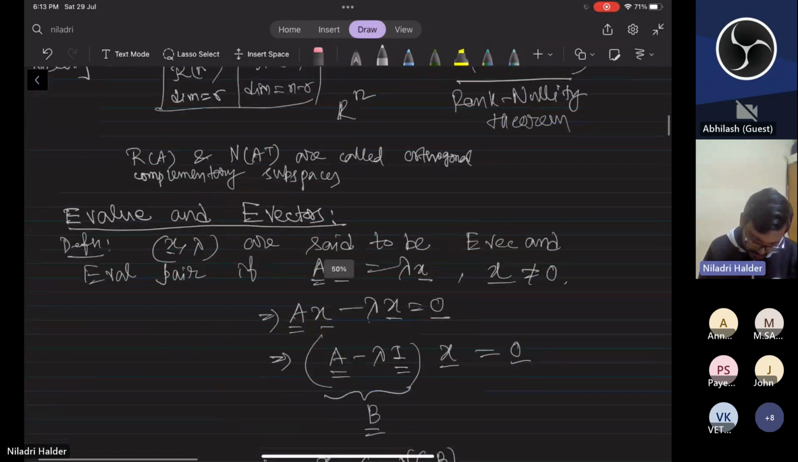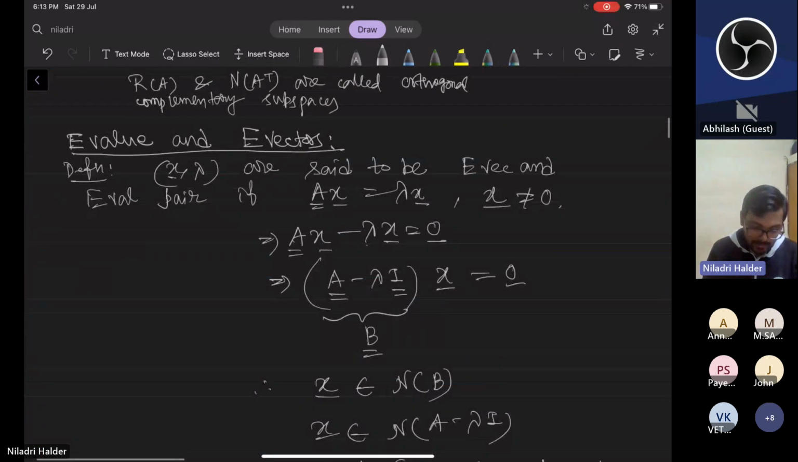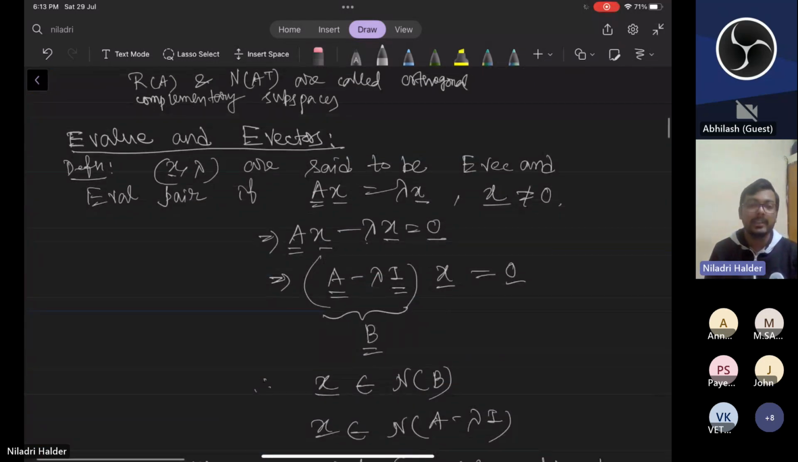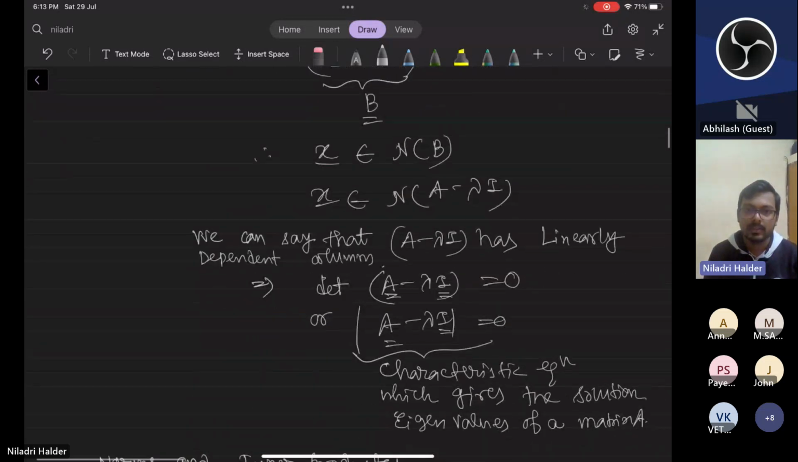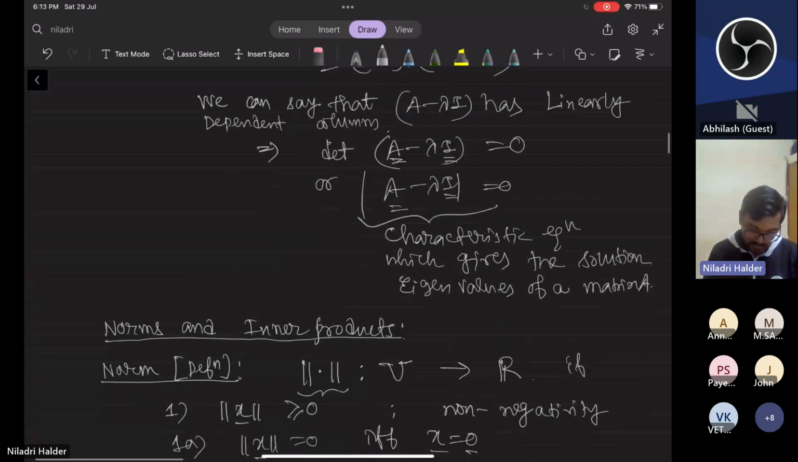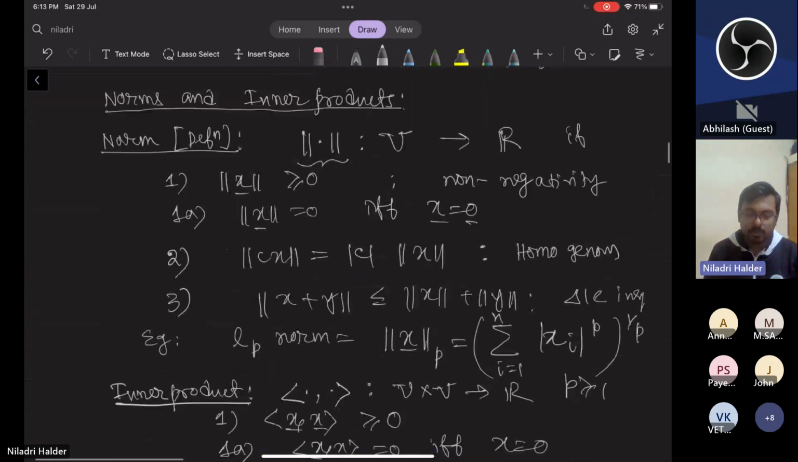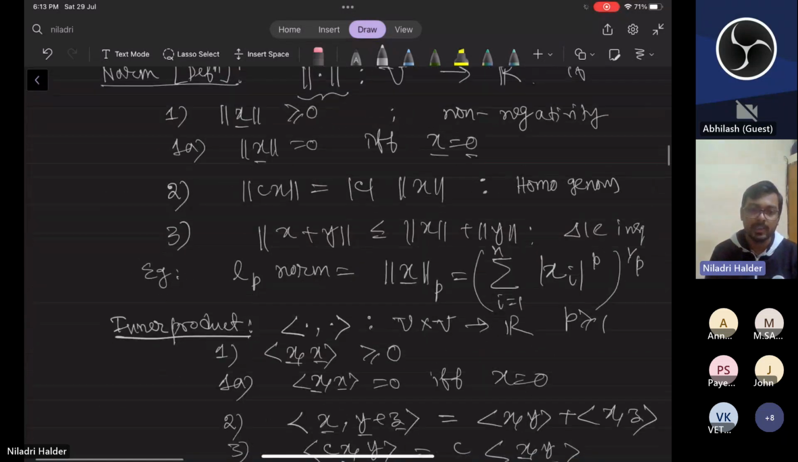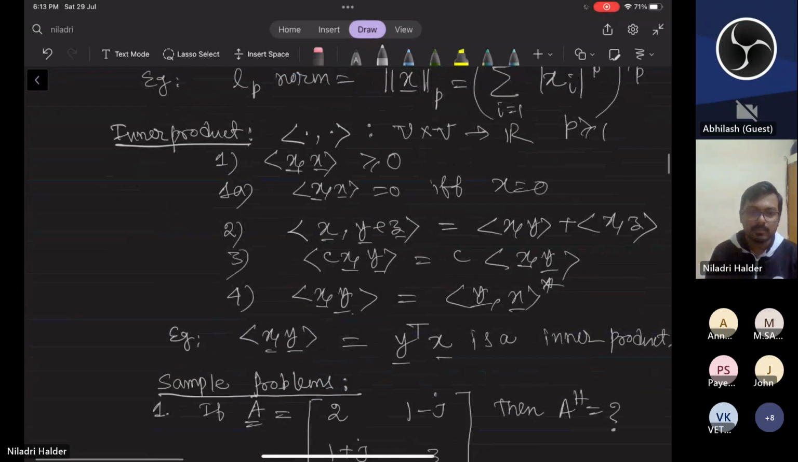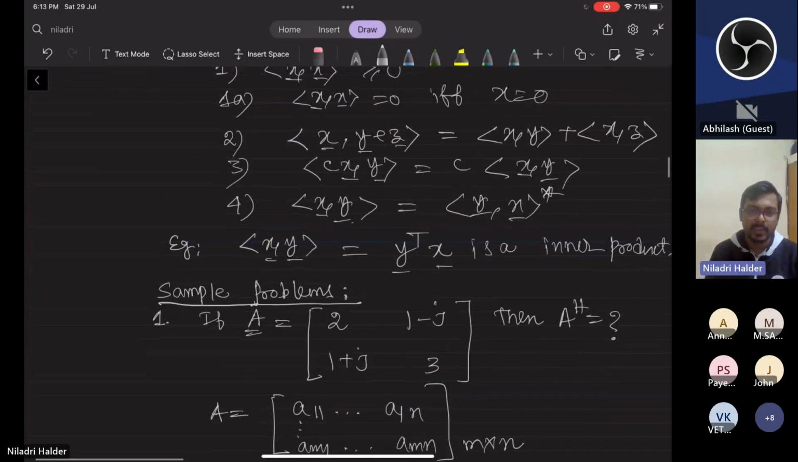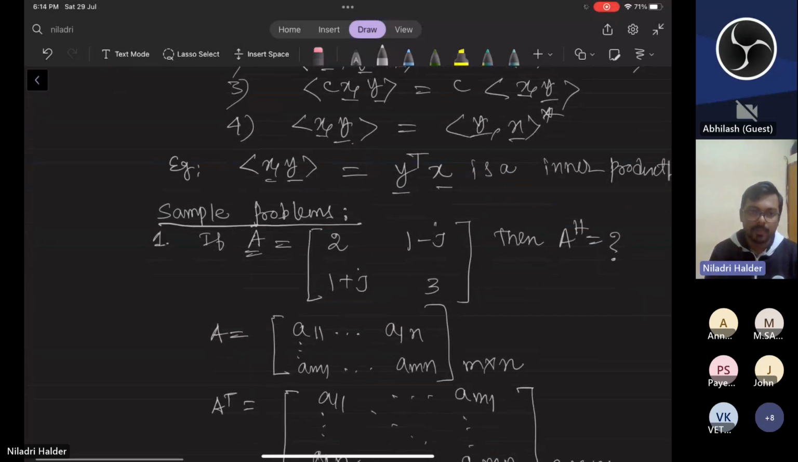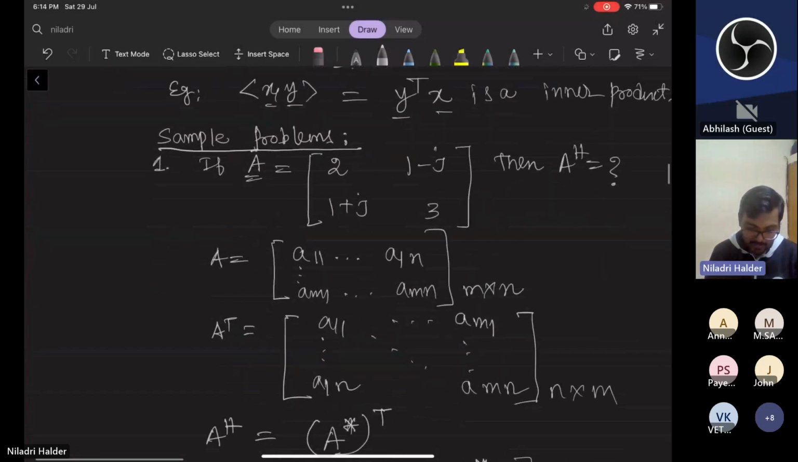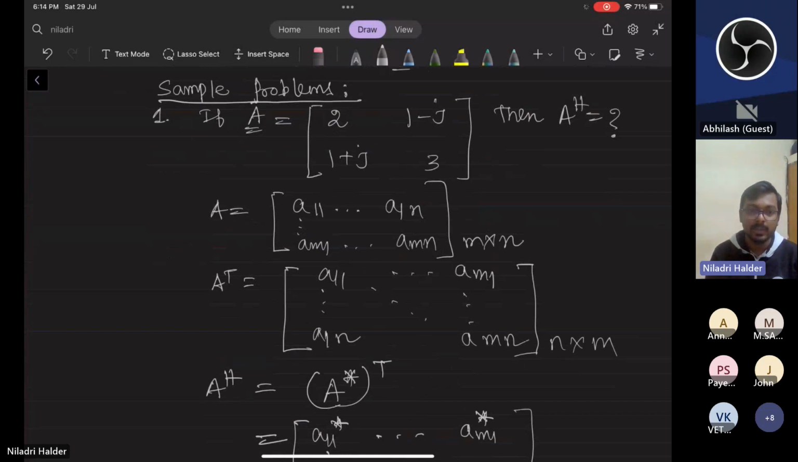Okay, and then I revised eigenvalues and eigenvectors, their definition. Then norm and inner product. I defined what a norm is and what inner products are, and gave some examples of norms and inner products. After that, I solved some sample problems, 11 problems.